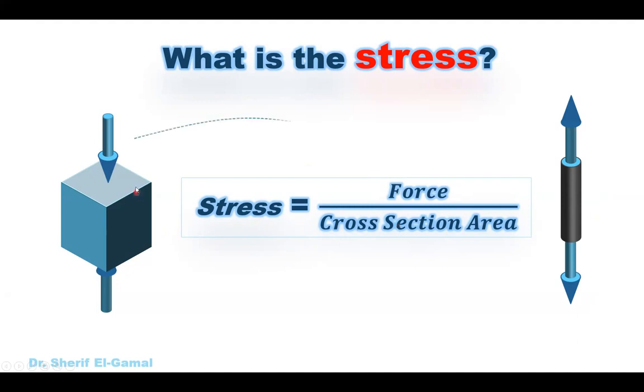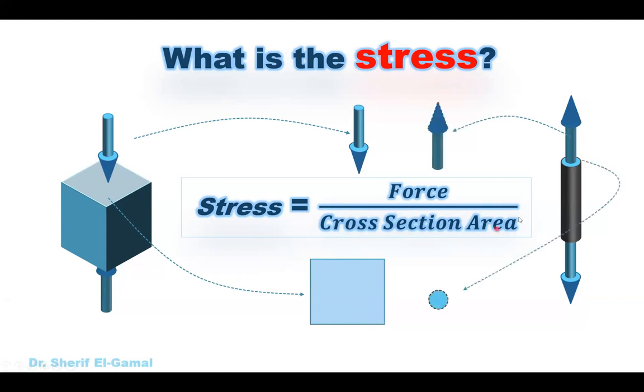In the case of a concrete cube, the force is the compression force, and the area will be the area of the concrete cube. And the same case also in the steel rebar, the force will be the tension force in the bar, and the area will be the cross-sectional area of the reinforcing steel bar. So it is always that stress equals force divided by area. Therefore, the unit of the stress equals unit of force, which could be kilonewton or newton or ton, divided by area, which could be millimeter square or meter square. So it is always kilonewton per meter square, newton per millimeter square, and so on.